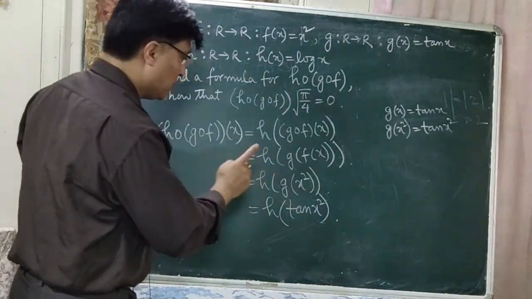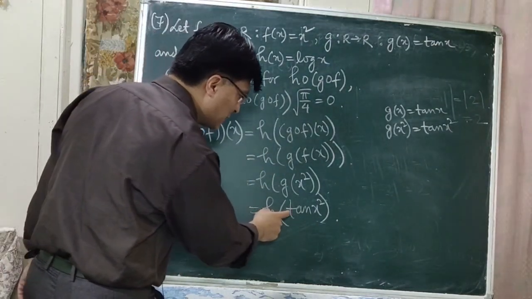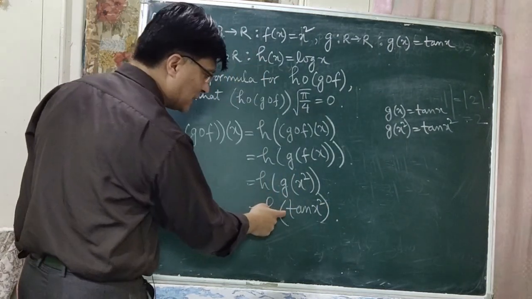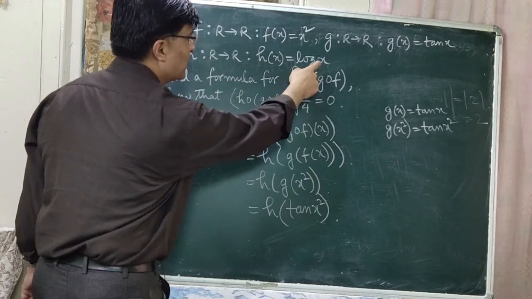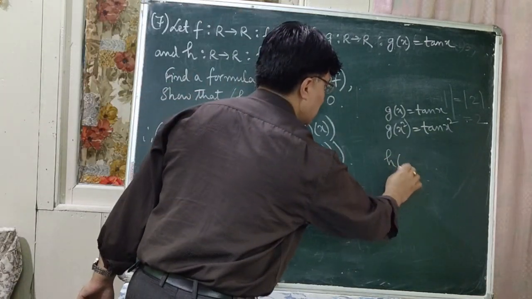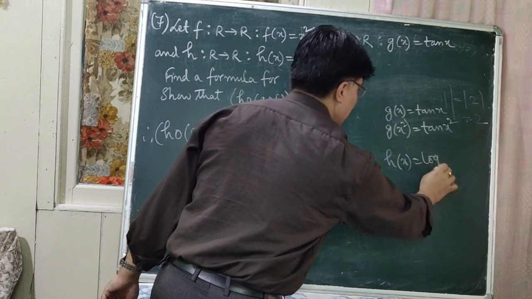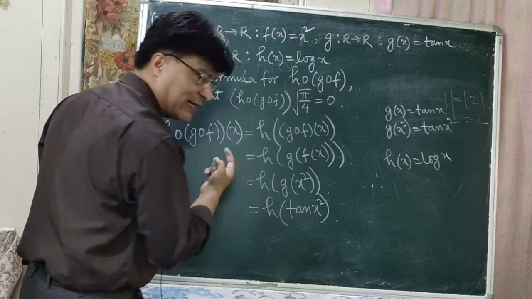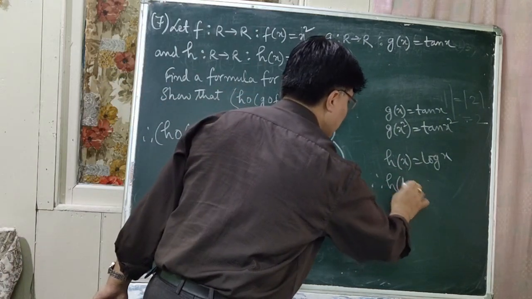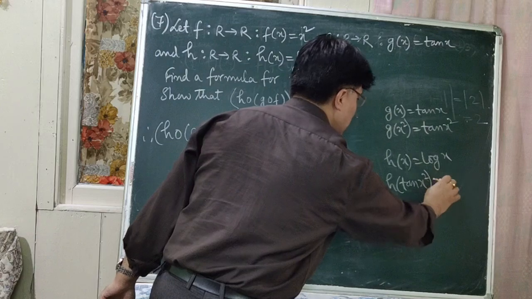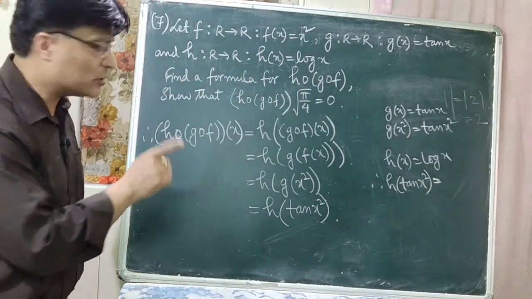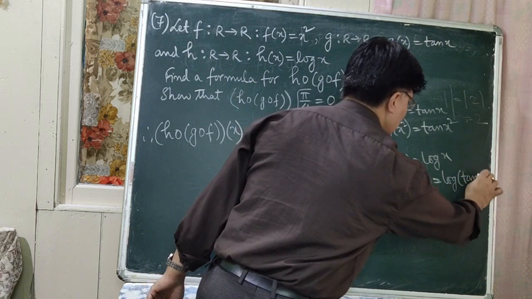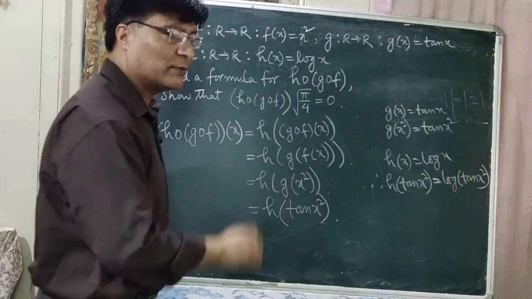So again you have to get the value for H of tan X square. So instead of X there is tan X square. So what is H of X here? Log of X. So H of X is equal to log X. So now instead of X what will you put? Tan X square. So H of tan X square is equal to, now instead of X you have to put tan X square. So it is log of tan X square. So I think you have understood it.